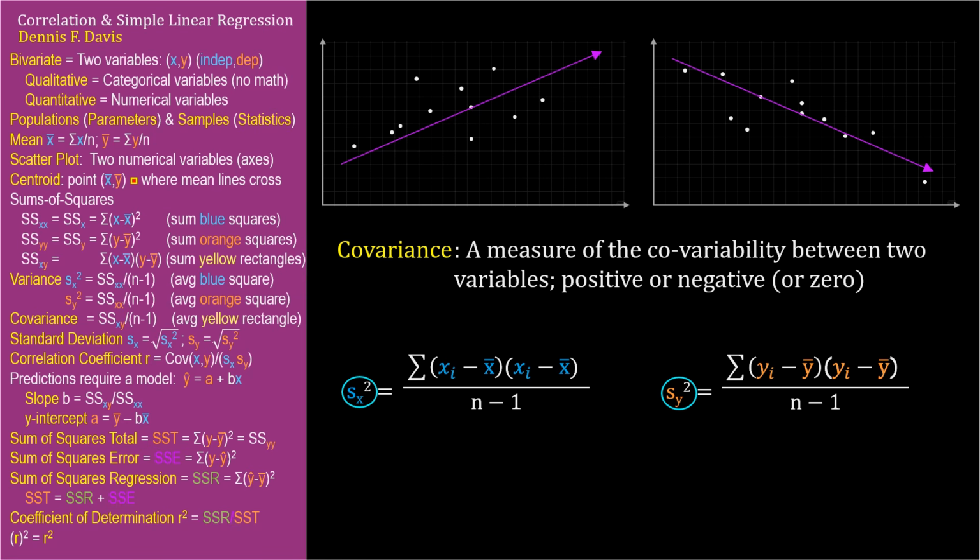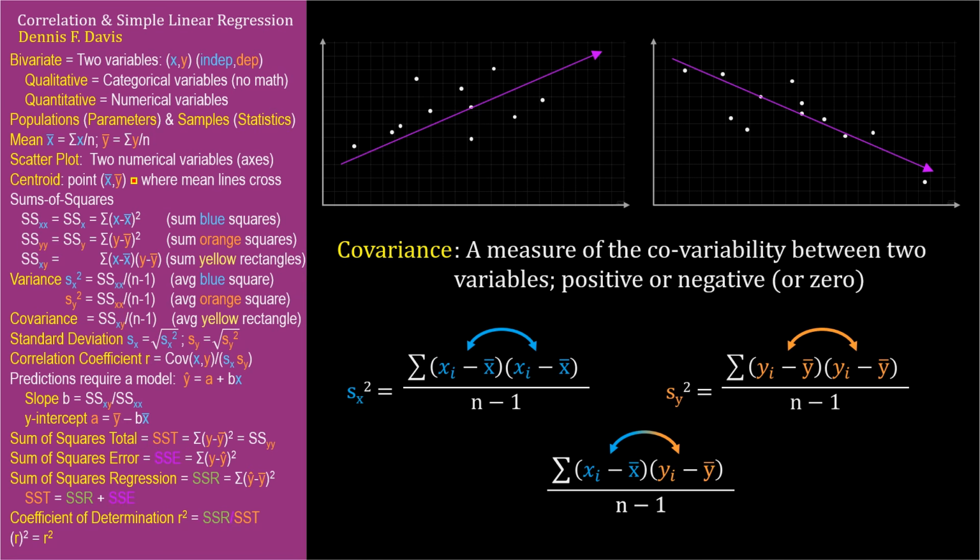So how can we get the covariance of the two variables? Well, we just mash these two equations together. So instead of multiplying blue difference by blue difference, or orange difference by orange difference, we multiply blue difference by orange difference. And that's the covariance, which is essentially the merged variance for two variables instead of one.